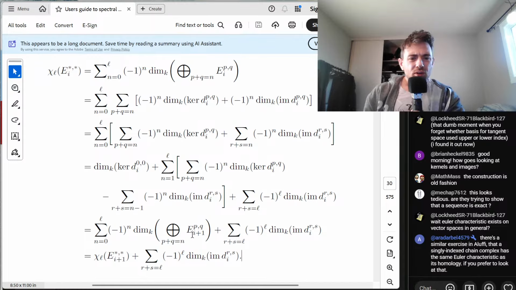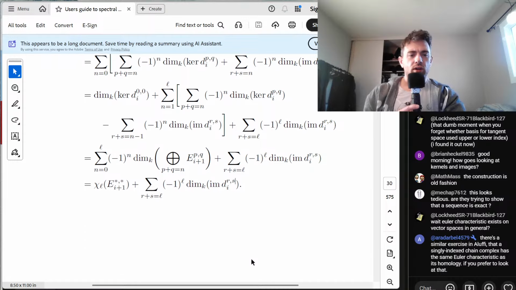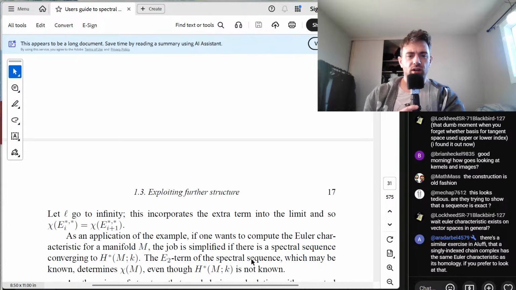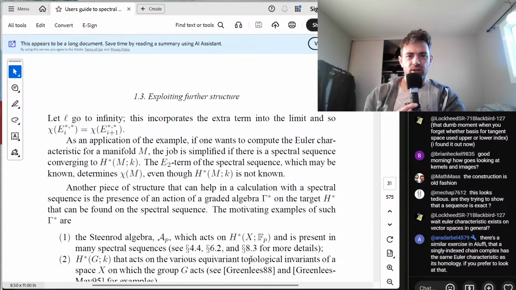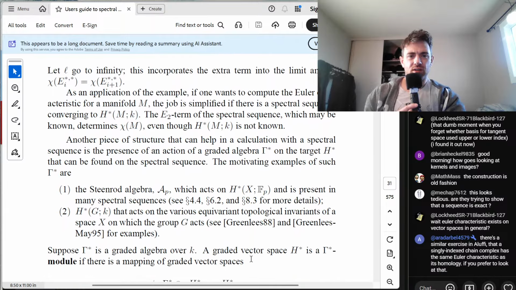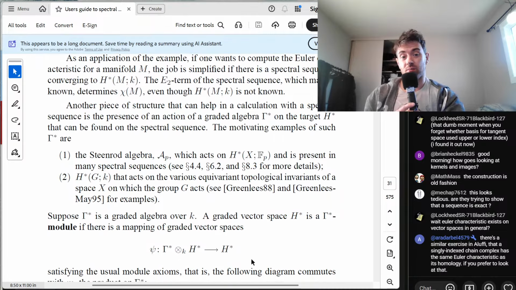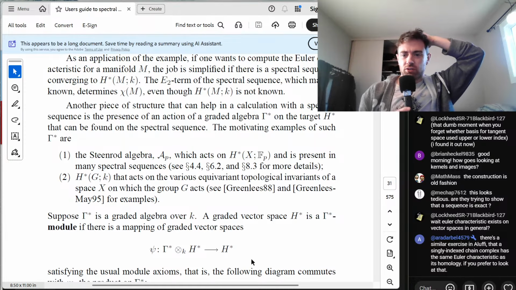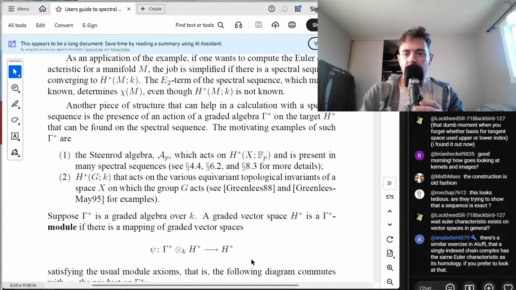This is very confusing to me, though. Why would this... Oh, I see. Right. This is just going to go to 0 because L is getting bigger and bigger, and that's the bottom starting point. Okay. Right. And eventually the differentials die. So I don't know why he's saying incorporates the extra term into the limit. That seems like a weird way to phrase it. So maybe I'm misunderstanding, but I think that does it. There's a similar exercise in Lefschetz, yeah, that a singly indexed chain complex has the same Euler characteristic as its homology. Oh, interesting.